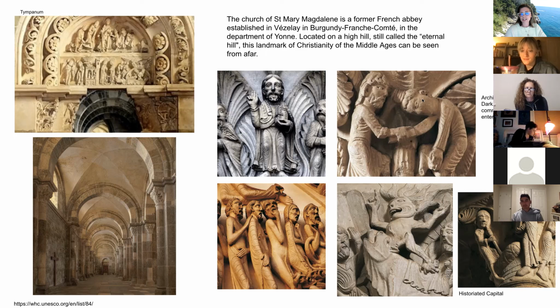This looks like a historiated capital as well. And then we've got more religious imagery. This looks like serpents, and also a little bit of hell imagery here. So a lot of storytelling within the architecture. So we're taking sculpture and we're putting it inside. So it's art, but it's part of the architecture.